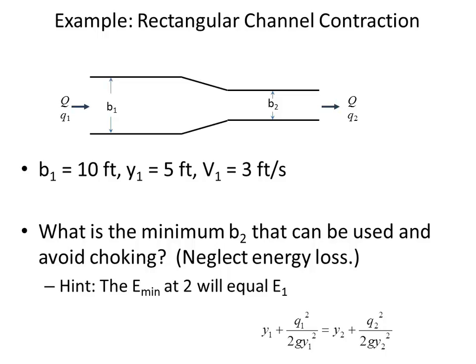So by definition, the minimum channel width is going to be when the conditions just barely go critical at 2. And when they barely go critical, this is the depth that we'll have. Any questions so far?